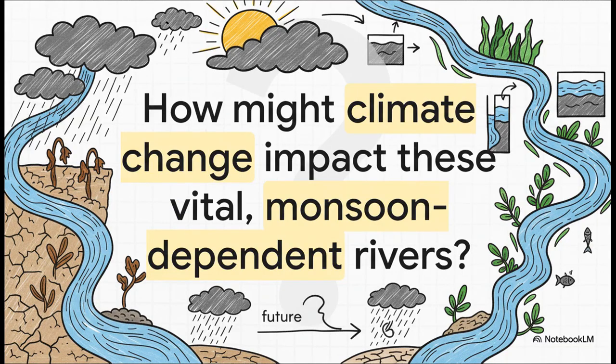And we'll end with a really critical thought for the future. We've seen again and again how these river systems depend so heavily on the seasonal monsoon rains. So, the big question we're left with is, as our climate keeps changing, what's that going to mean for the future of these absolutely vital and often very fragile lifelines of Rajasthan?